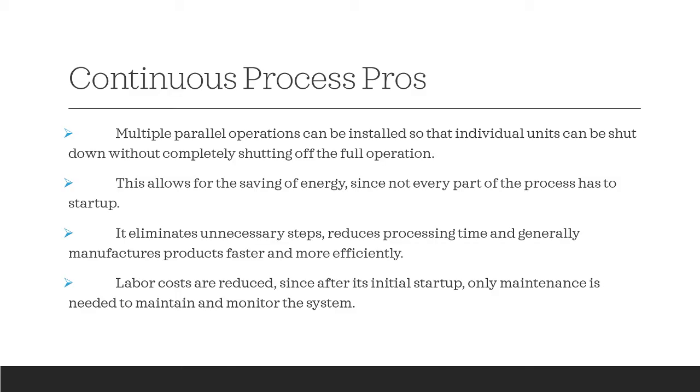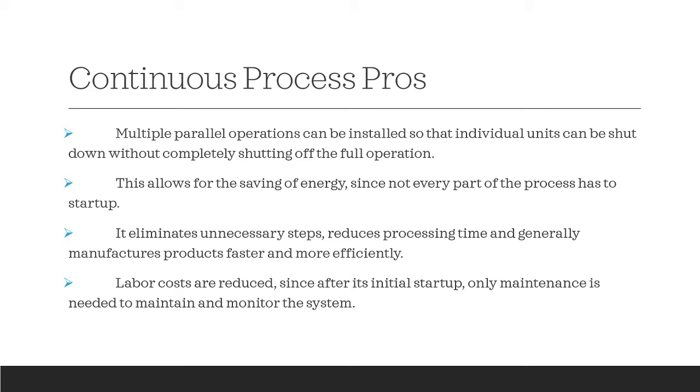So continuous processes, good things about them, why they're mainly used, is that multiple parallel operations can be installed so that individual units can be shut down without completely shutting off the full operation. So you have an assembly line or something like a process that you have and there's multiple different parts. The process can run by itself, even with one individual unit being shut down. The whole process can still work through.